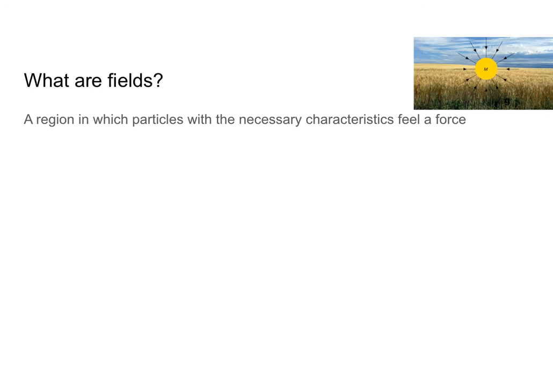I want to start with just a quick definition of what a field is. A field is, in fact, not something where you plant vegetables or play baseball. Instead, what we're talking about when we talk about fields are regions in which particles with the necessary characteristics feel a force. So what that means is if a particle has the necessary characteristics to feel a gravitational force, then anytime it's in a gravitational field, it's going to feel that force.